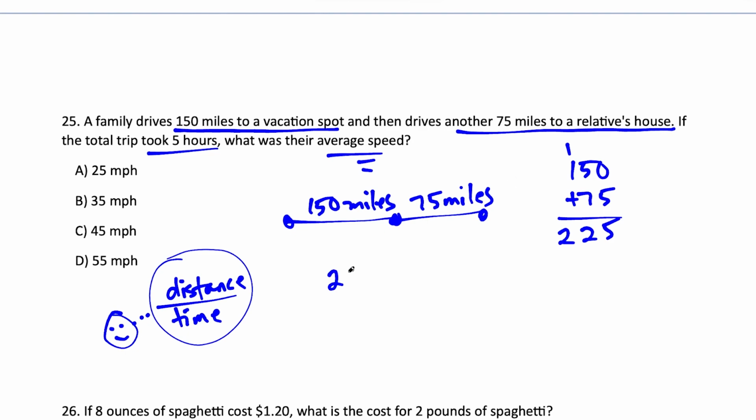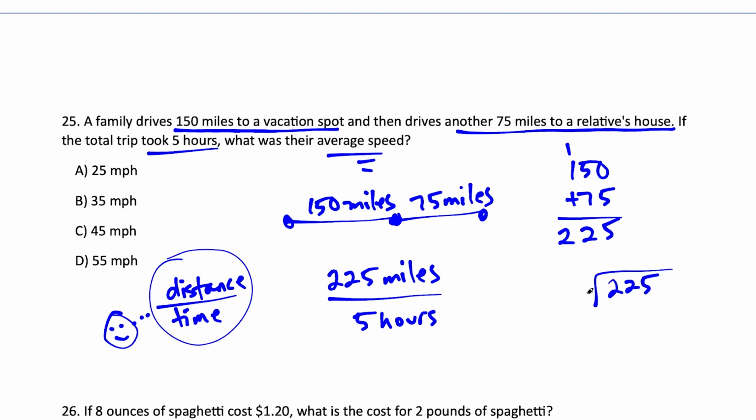Okay, so I'm doing 225 miles, and we were told that the trip took a total of 5 hours. So now we just have to reduce this to find the average speed that they were traveling. So here we're going to do 225 divided by 5. So we could set up the long division on the side. We're going to do 225 divided by 5, and we have 5 goes into 22 4 times.